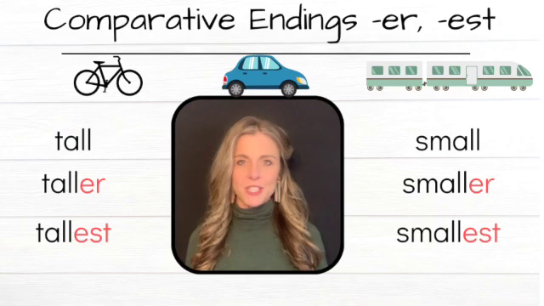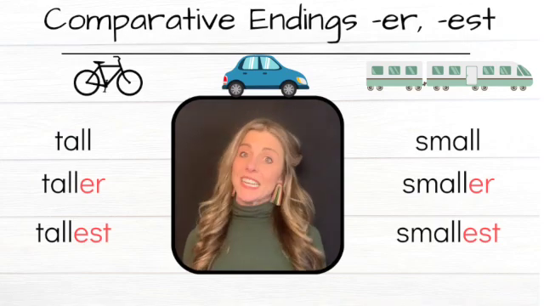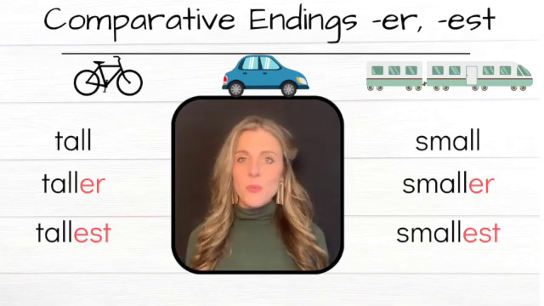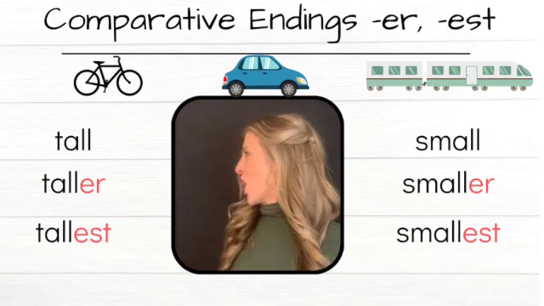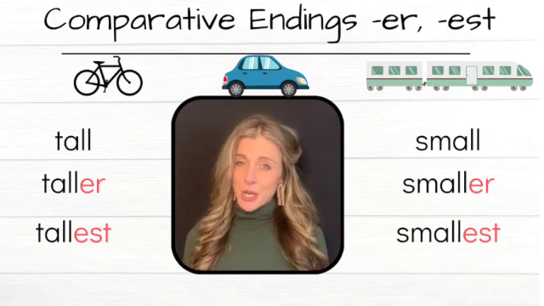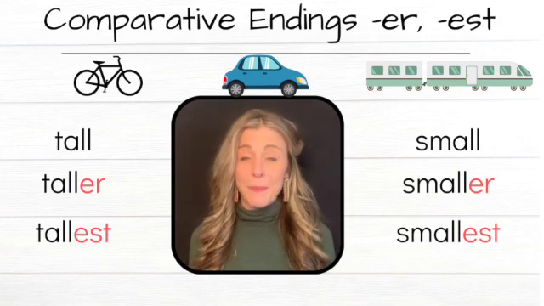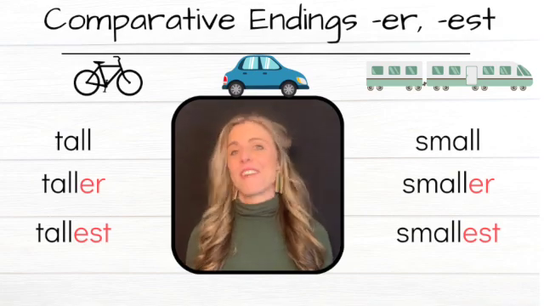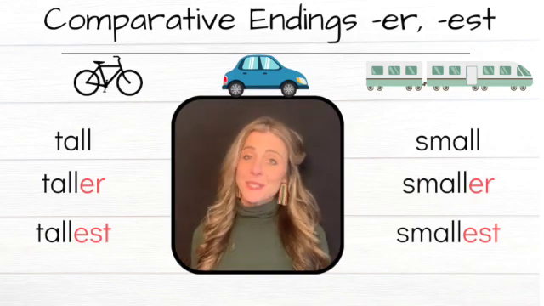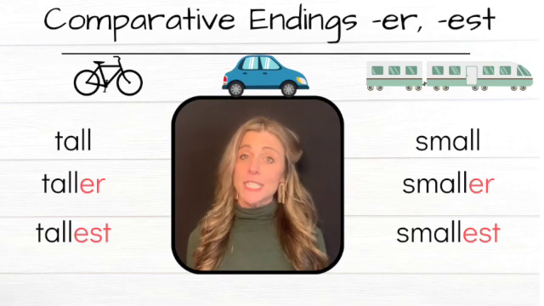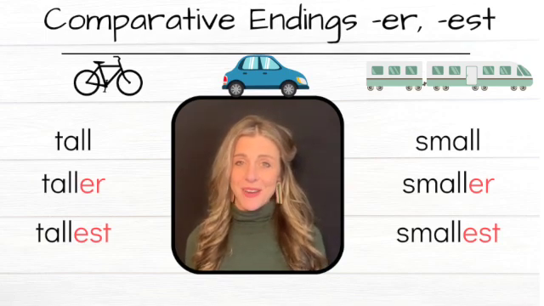We just need to pay attention to when we're doing it now and really be able to identify if we need an ER and EST. And then we're going to make sure we know some spelling patterns here. So here we go. We have tall. Mr. Mann is tall. He's definitely taller than I am, and he's the tallest in our family.